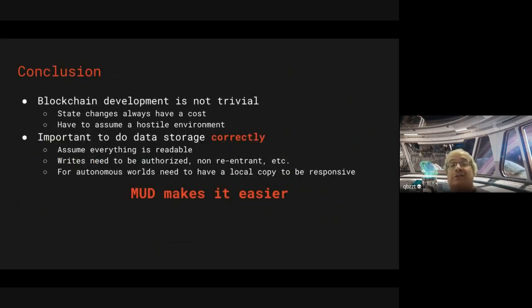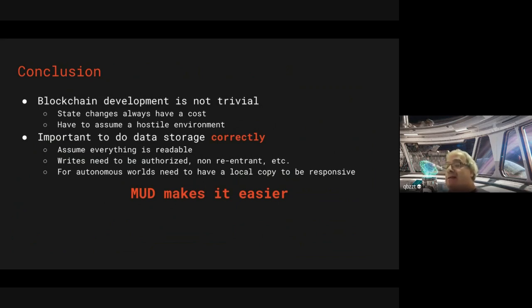Okay, conclusion. Blockchain development is not trivial. Why? For one thing, state changes always have a cost. A state change is something that has to be processed by all the nodes in the system. That's going to cost something. Otherwise, we are way too open to denial of service. And we have to assume a hostile environment. If everybody were trustworthy, we wouldn't really need a blockchain. We use a blockchain because we assume that some entities, some users, are going to try to cheat.